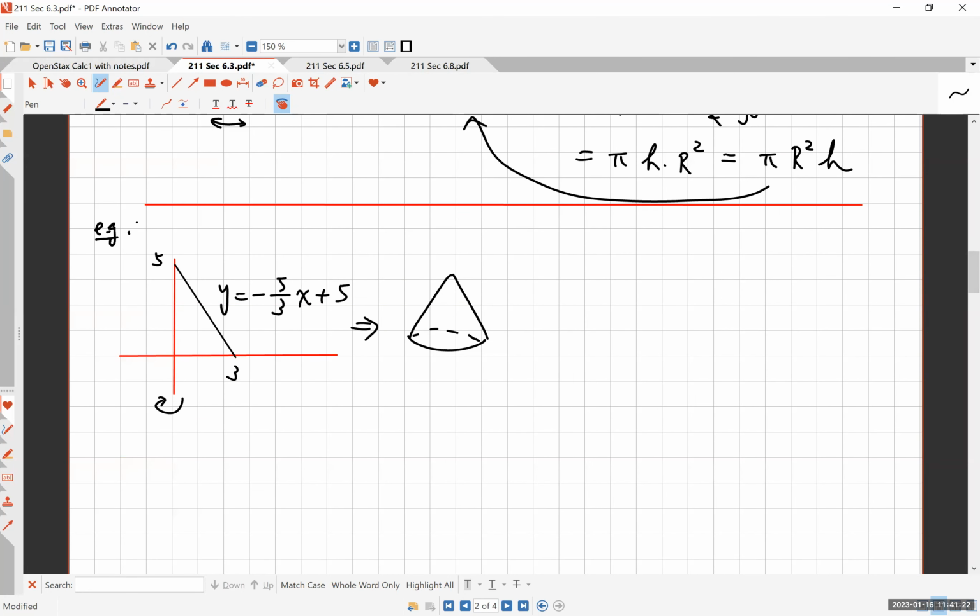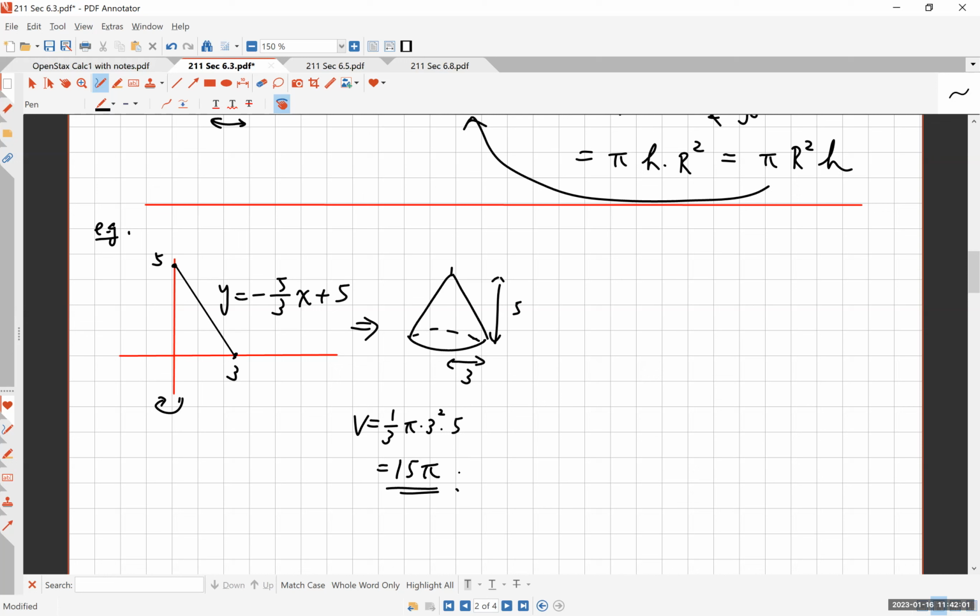Okay, so to illustrate the use of the shell method, let's take this line, the linear function y equals -5/3 x plus 5. The y-intercept is 5, the x-intercept is 3, as you can see easily here, right? If you revolve this about the y-axis, you will get a circular cone of height 5 and radius 3. Now, you know the volume of such a cone is 1/3 times pi times r squared times the height, which is, of course, 15 pi.